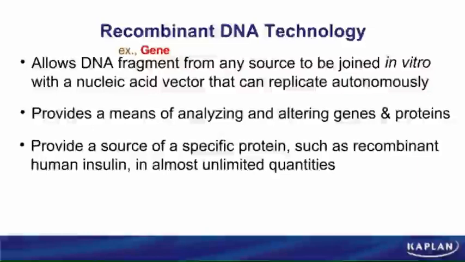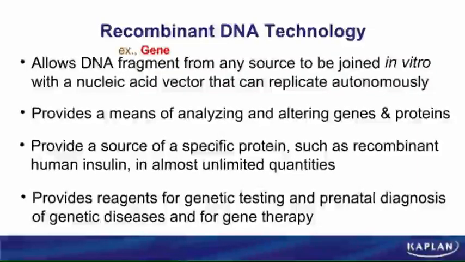But nowadays, the insulin used to treat type 1 diabetes is human insulin that was generated by recombinant DNA technology. Recombinant DNA technology can also be used to provide reagents for genetic testing and prenatal diagnosis of genetic diseases. The reagents are DNA probes, which you'll discuss in chapter 7, to conduct RFLP analysis and dot plots. DNA probes are needed for them, and recombinant DNA technology provides those probes.